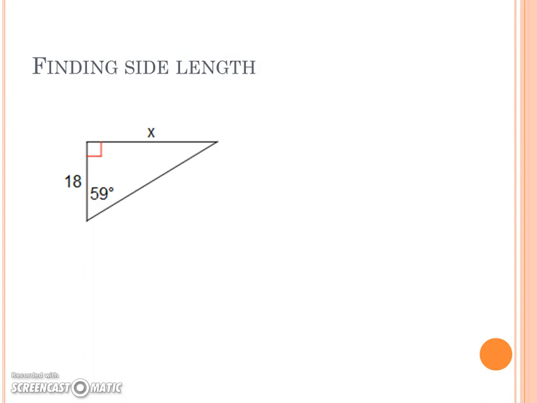Our other type of equation here has an angle of 59. Opposite of that is x, the adjacent is 18, and the hypotenuse is nothing. This is O and A because those are the two things with variables and numbers. Tangent of 59 equals x over 18, and again 18 is on the bottom, so we multiply. So this is 18 times tangent of 59.